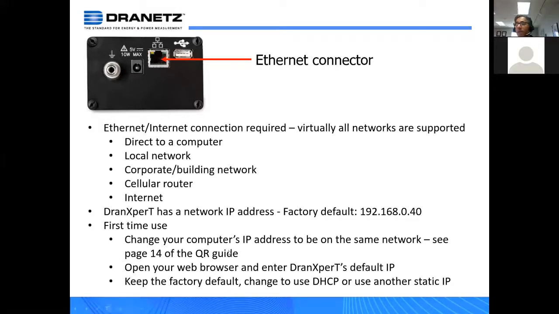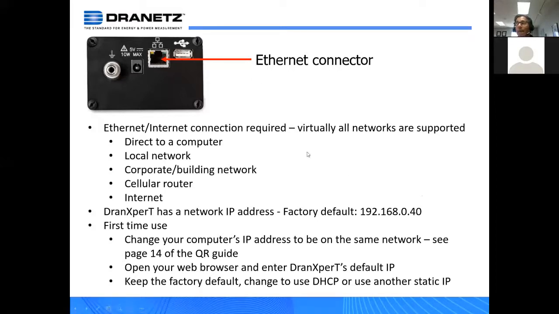And how is all that stuff done? Basically, just follow the simple instructions, which are beyond the time we have here. On page 14 of the quick reference guide, it gives you a very brief procedure if you don't know how to change the Ethernet IP address of your computer to do this. And by the way, once you do this as a one-time only basis, if it was set to another setting, we recommend that you write that down before you make your change so you can restore your computer back to that. So this is the information that you need to connect to DranXperT.